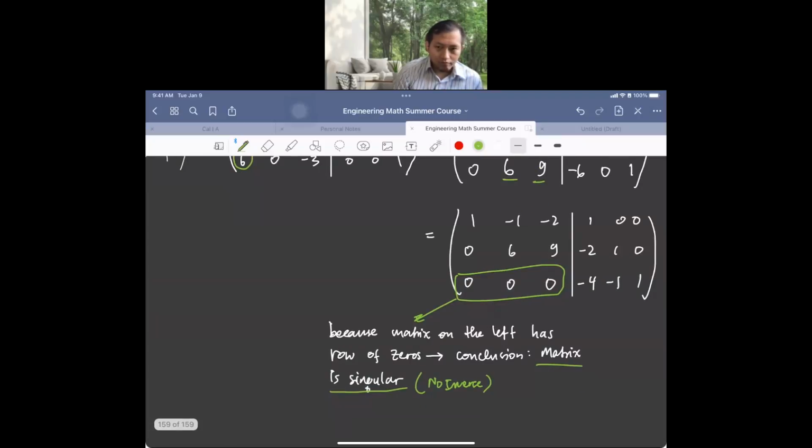Okay. So why does this row of zeros mean no inverse? Because we need this last zero here to be 1, right? That's the goal to find the inverse. But if this is all 0 here, then this is the singular matrix.